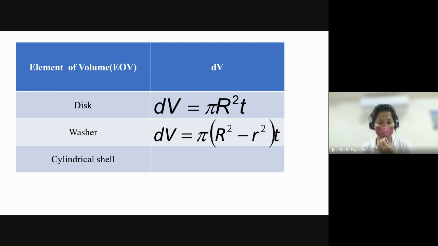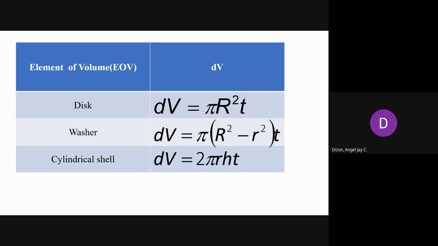And for a cylindrical shell, we can actually use 2 pi r h t. Again, h will be the length of the element of area, which is the length of the rectangle, and r is the distance of the element of area, the rectangle, to the axis. And t will again be dx or dy if the element of area is vertical or horizontal. Okay, is that understood, guys? Yes po. I really hope you understood.